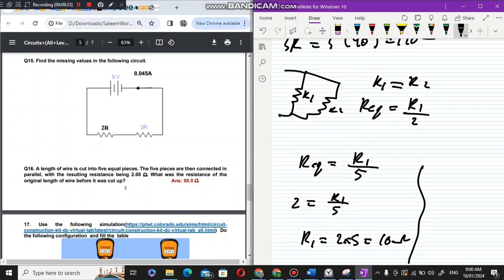Okay, and then we need to add up all resistors back to the full resistor. Since they told you that the length is cut up, it means that length is directly proportional to resistance when we add them. So we just add R1 to itself 5 times, which is basically multiplying. So 10 times 5, which is equal to 50 ohms.